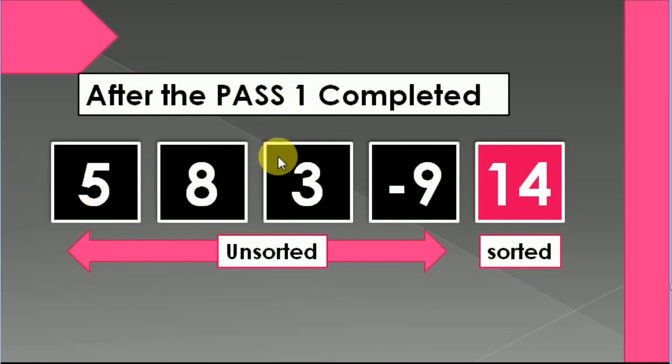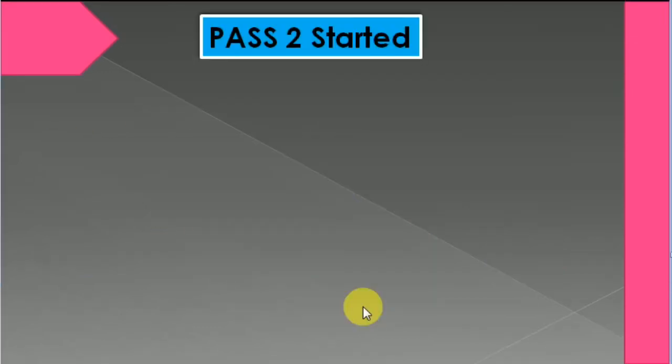Now we move to pass 2. When we move to pass 2, these numbers are going to be passed, but this 14 is not going to be checked. Why? You know that it is k minus x minus 1. So this number is not going to be checked because it is now sorted. Only these 4 numbers are going to be checked. Now pass 1 is completed, so pass 2 is now started.